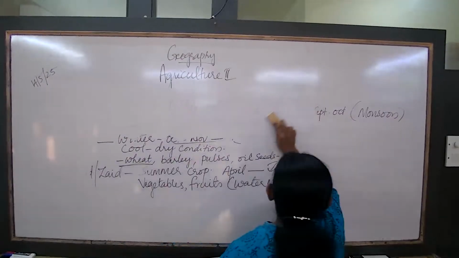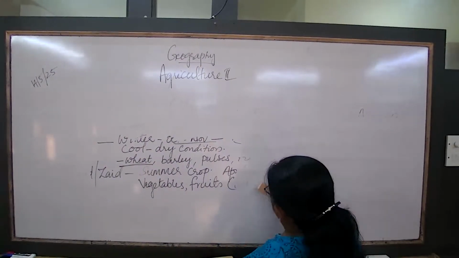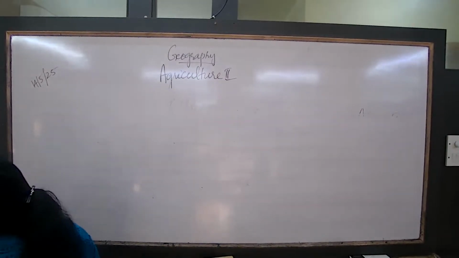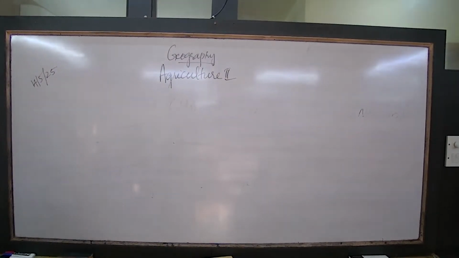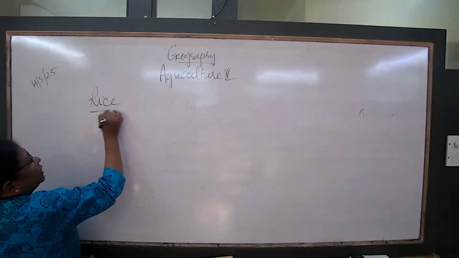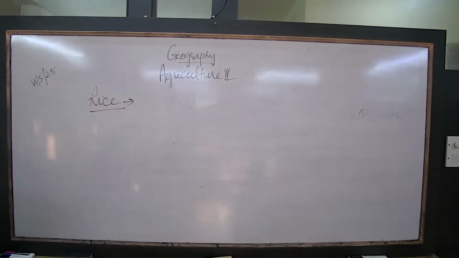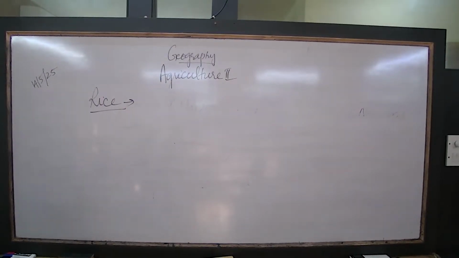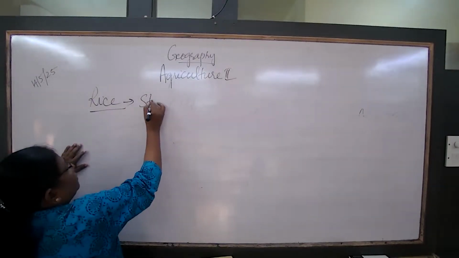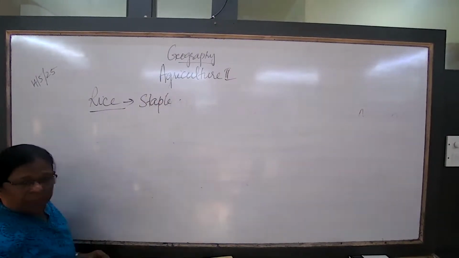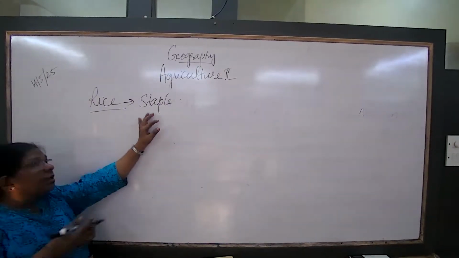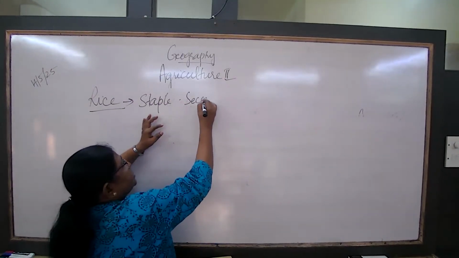Now we have to study one by one about these crops. We have started with the Kharif cropping season, and the first and most important crop of that Kharif is rice. So what is that? It is the staple crop of our country. What is staple? It means the food crop of the country. And India is the second largest producer.